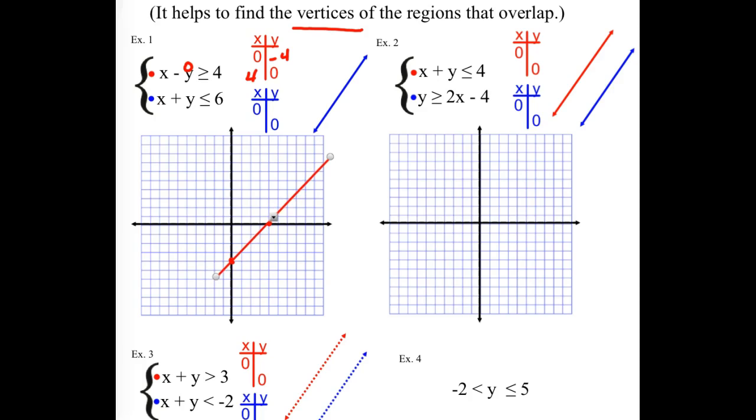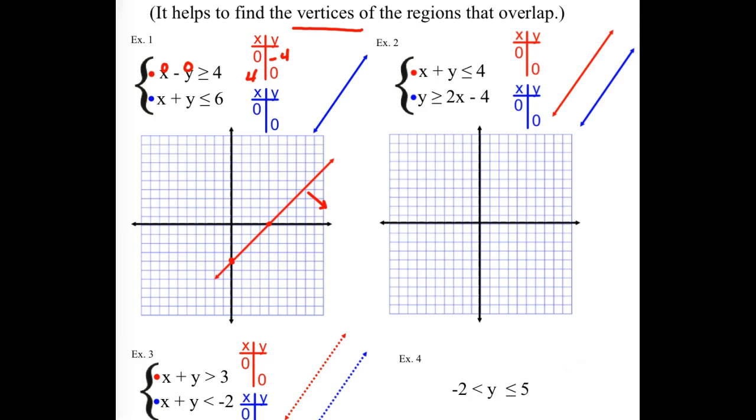And then we have to determine if we are going to shade above or below that line. So we test a point. So pretend we put the origin in. Is 0 greater than 4? Since it's not, we don't want to shade the origin. We would be shading underneath. So on your paper, I'd like you to lightly shade the area underneath that red line. I'm going to just put an arrow there since on the smartboard here I can't shade it in lightly.